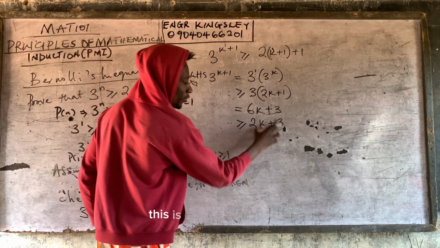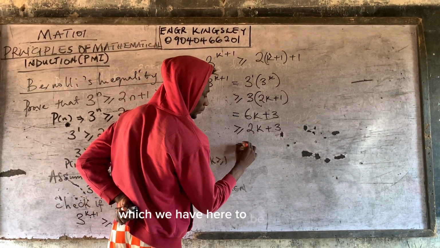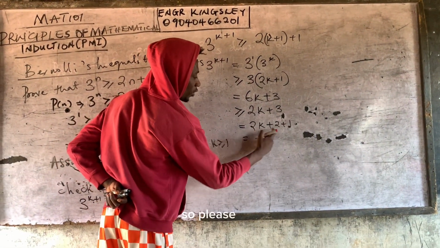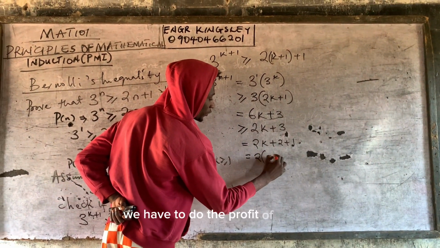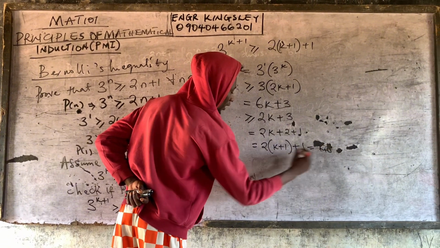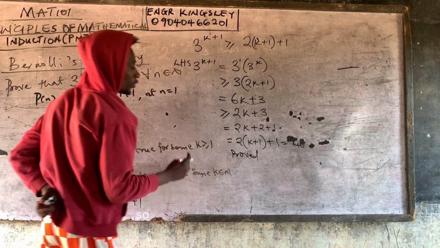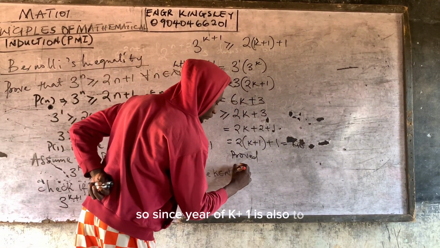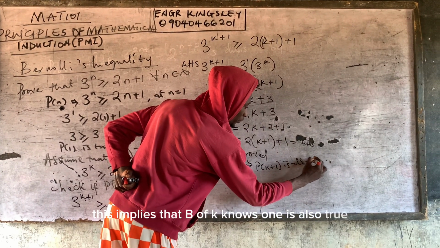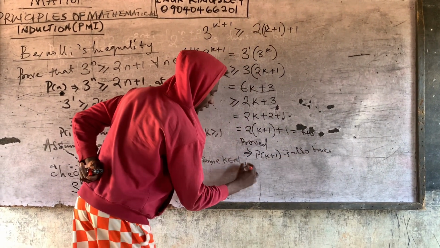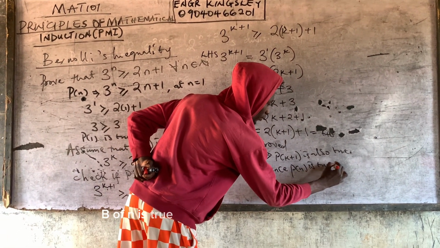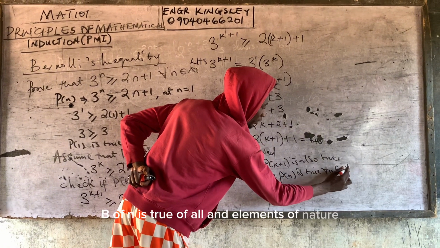Let's check whether this is the actual value of the right hand side, which we have here to be 2k plus 2 plus 1. So 2 is common, we'll factor 2 out. We have 2 into the bracket of k plus 1, plus 1, which is the same thing as the right hand side. And that is proved. Okay, so since P of k is true, this implies that P of k plus 1 is also true. Hence, P of n is true for all n elements of natural number.